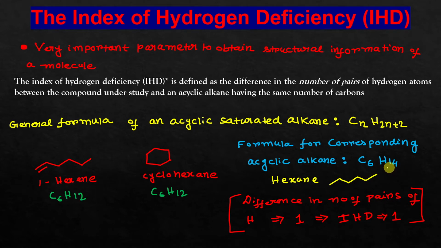Now if you see the formula of the acyclic alkane and these two compounds, you can see that there is basically a deficiency of one pair of hydrogen between these two compounds and the alkane. So friends, this difference in the number of pairs of hydrogen is basically nothing but the IHD, or index of hydrogen deficiency. Okay, so let's see some more examples to understand it better.